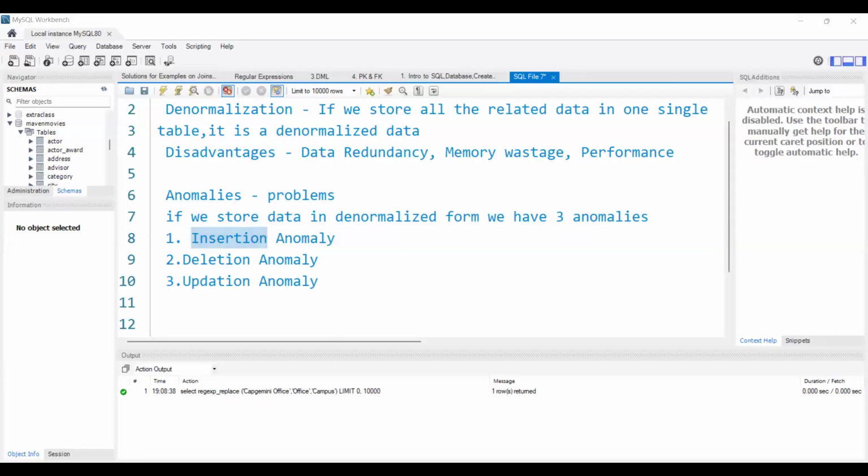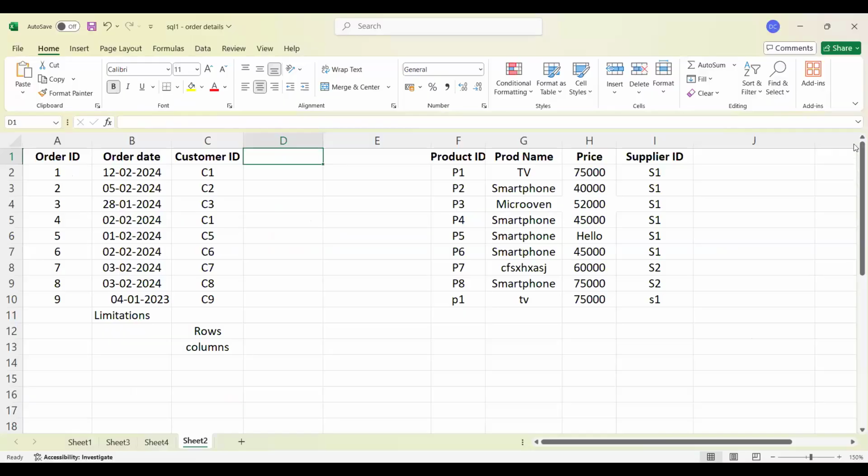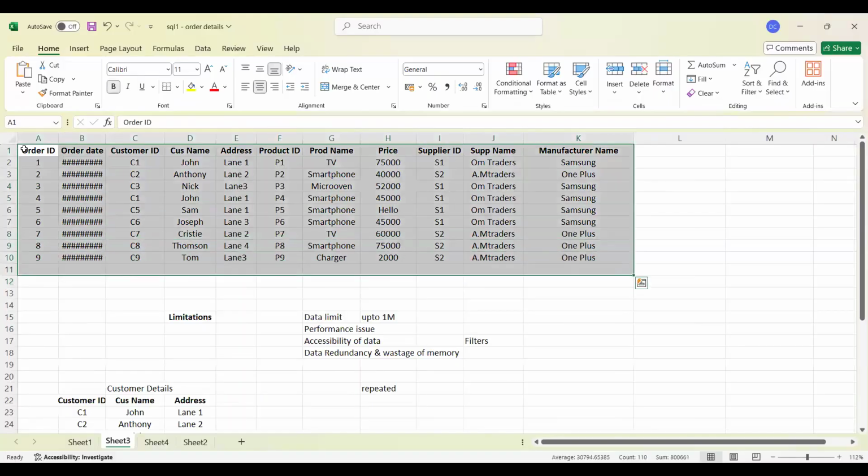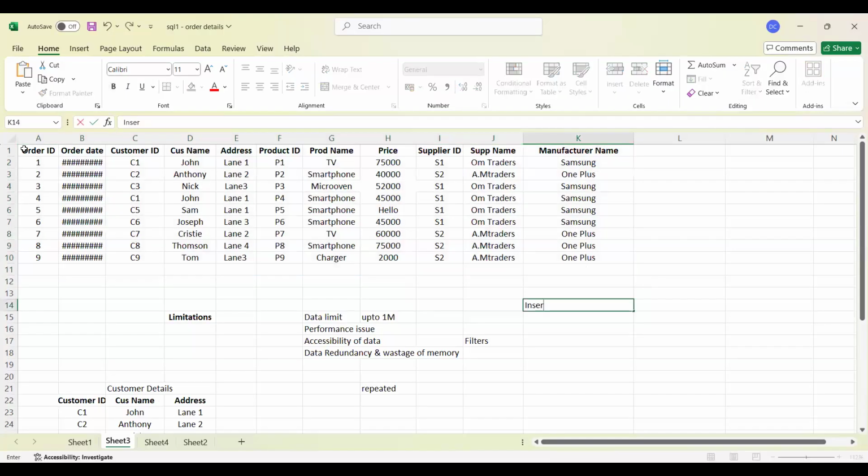First we have the insertion anomaly. Suppose I store the data like this. I'm saying if I store the data like this, it is called denormalized form, correct? If we are storing the data like this in an Excel file, we are facing three anomalies: insertion, deletion, and updation anomalies. What are insertion anomalies?